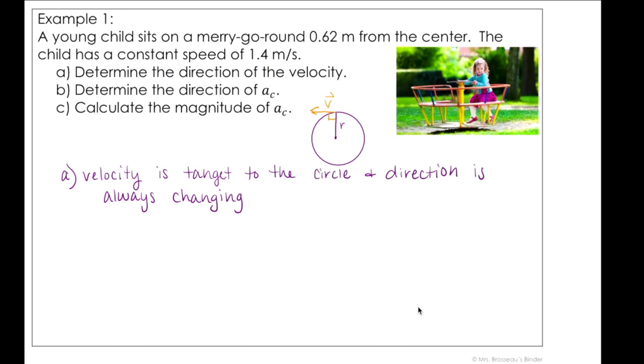Okay, for part B, determine the direction of the centripetal acceleration. We just discussed this and proved this with the other three circles on the previous notes page. And so AC is directed towards the center.